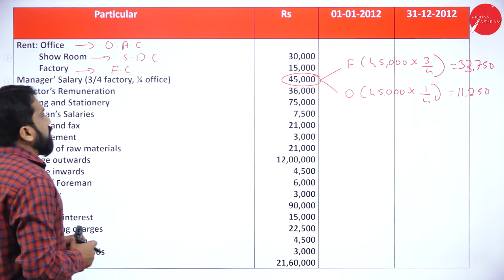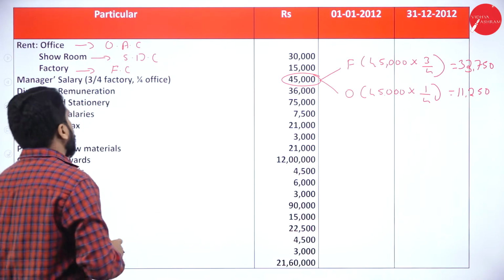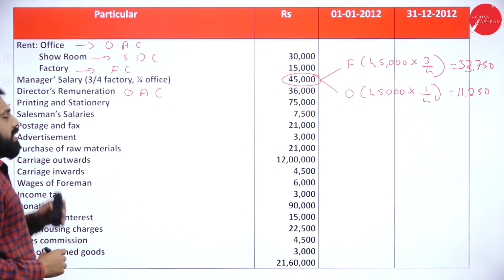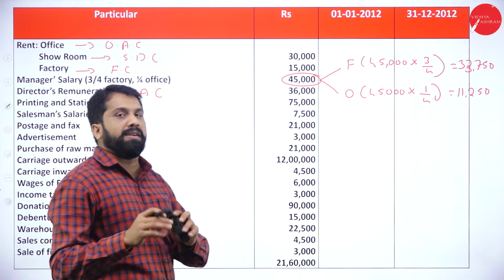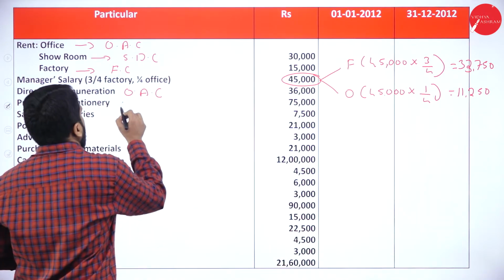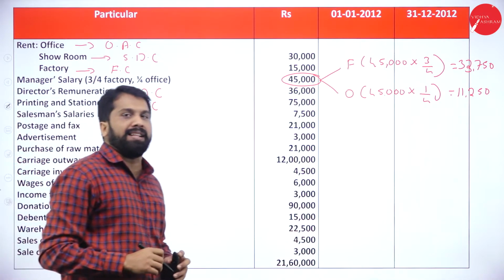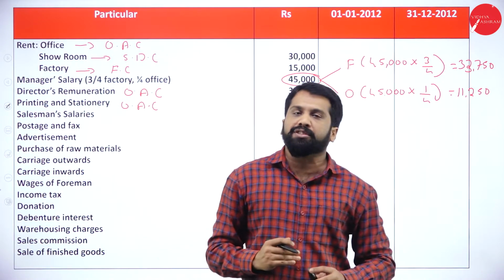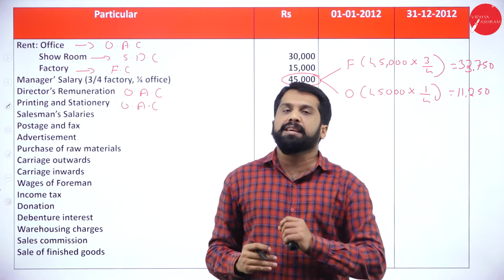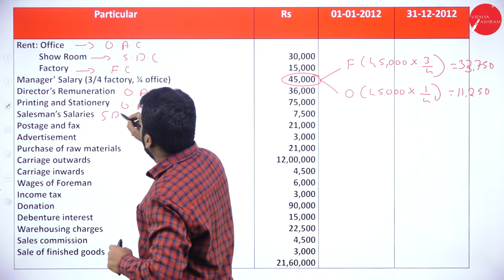Director's remuneration. Does a director usually sit in the factory or office? Office. So it will come under office and administration cost. Printing and stationery. Where will you keep your printers and all? Will you keep them in the factory or office? Office. So it will be office and administration cost. Salesman's salary. Once you are done with your production, you will keep it for sales. For that sales, we have some expenses. That is called selling and distribution cost.